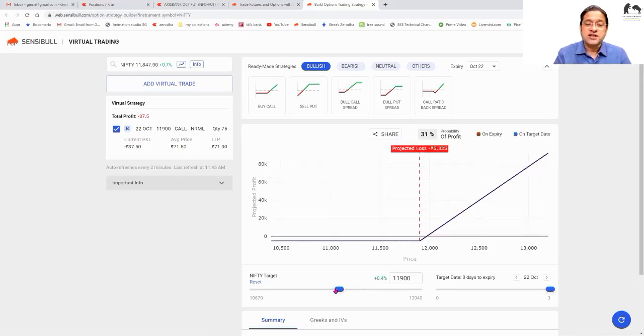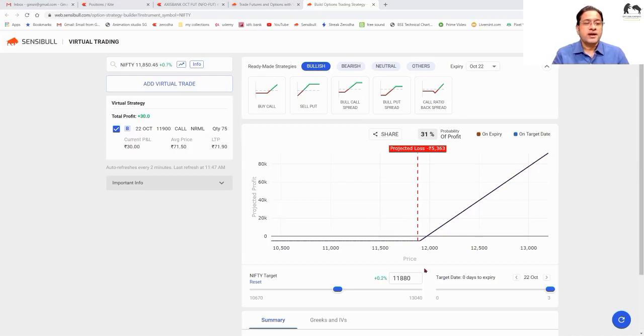But as you can see here, anything below this level, my maximum loss is restricted to the premium which I paid, which is 5,363. This is exactly the way it shows if I buy a call. So this is what exactly we were discussing. This is how it is.